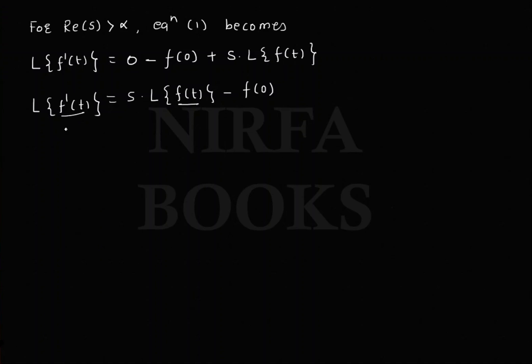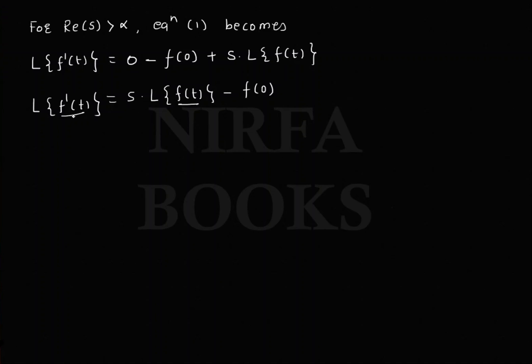So for the existence of the left hand side, this f dash t must be only piecewise continuous. There is no need to have this f dash t as an exponential order function. And this is the beauty of this theorem. This is the very remarkable thing that we are studying here, that to get the Laplace transform of f dash t, this f dash t must be only a piecewise continuous function. It is not necessary to have this f dash t as exponential order.